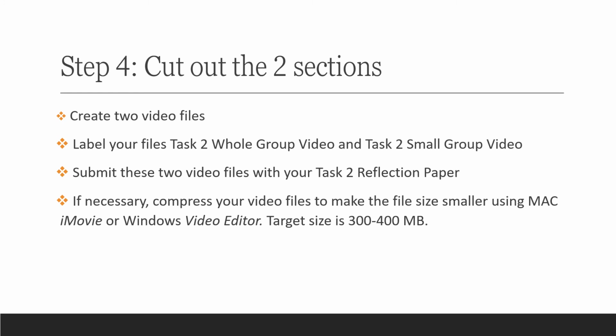If necessary, if you find that your video files won't upload, it might be because the size of them is too big. Especially when we use our phones, the cameras are very, very good. So they take very detailed, high definition video. So you might need to compress them. It's very easy to do on a Mac. You're going to use iMovie, or if you're using Windows, you're going to use Video Editor. You can even do it on your phone with an app. And your target size is about 300 to 400 megabytes, and then you should be able to upload them on Blackboard without a problem.